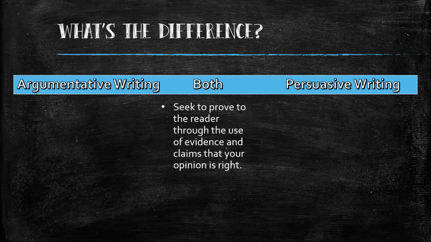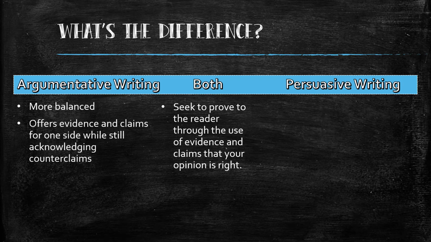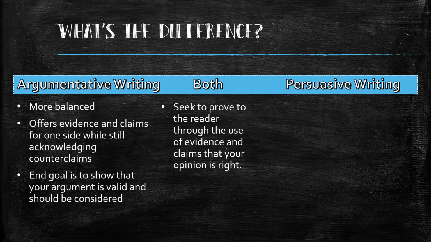They both seek to prove to the reader through the use of evidence and claims that your opinion is right. Here's the difference, though. While argumentative writing tends to support one side of a debatable issue, it is much more balanced than persuasive writing in that it offers evidence and claims for one side of the issue while still acknowledging counterclaims from the opposition. The end goal of an argumentative piece is usually to show the reader that your argument on the debatable issue is valid and that it should be considered.